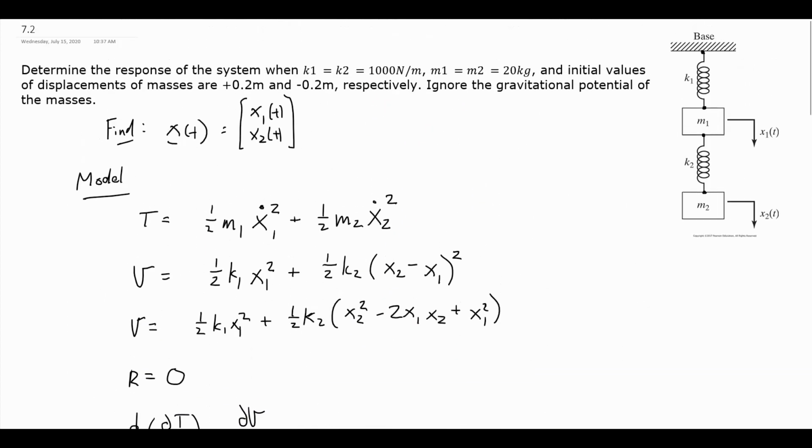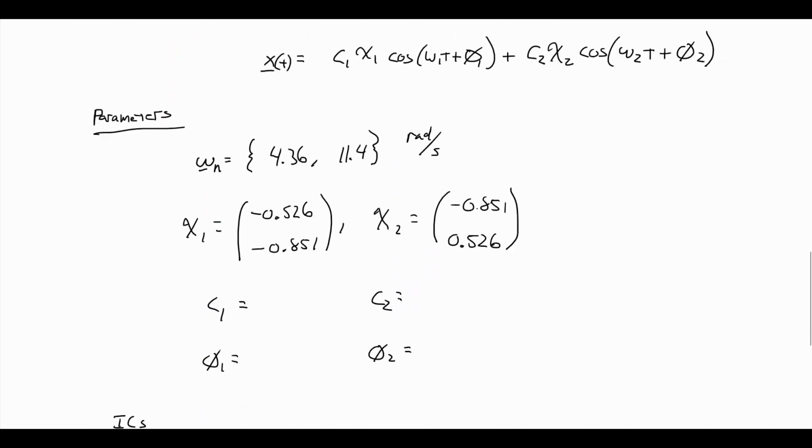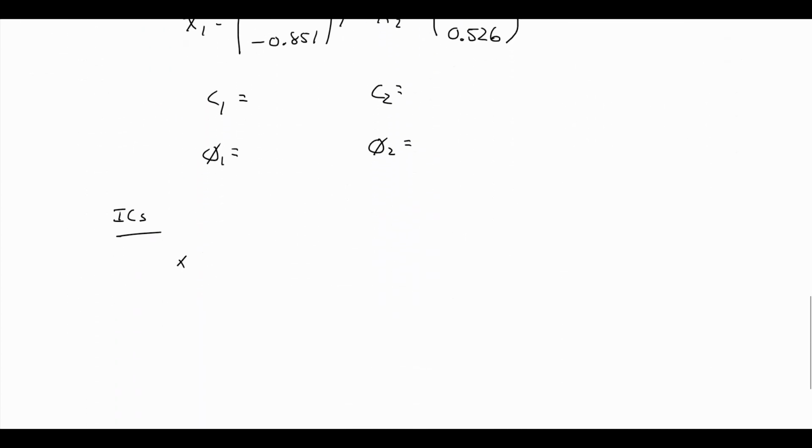So we are told here, initially the displacements of x1 and x2 are positive 0.2 and negative 0.2 respectively, and we're not going to have any initial velocities. So just initial positions, 0.2 and negative 0.2. So x1 of 0 equals positive 0.2 meters. x1 dot of 0, the initial velocity, is 0. x2 of 0 is negative 0.2. And the x2 dot of 0 is 0.